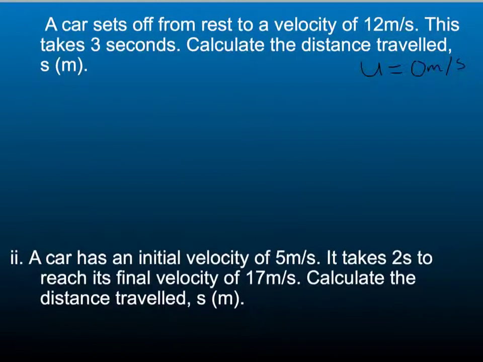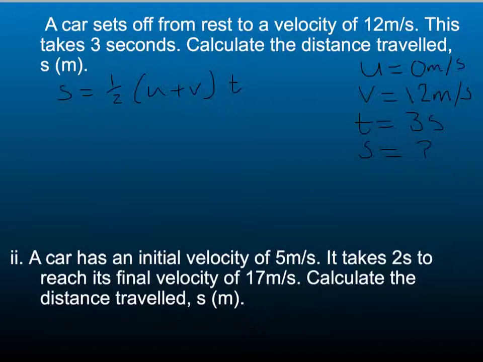Then it says it reaches a velocity of 12 meters per second. So v is its final velocity. It says this takes it 3 seconds. Then we don't have any more information apart from that the question wants us to work out distance. So s is the question mark. So you have u, v, t and s. If you look through your equations, you'll find out that the best one to use is s equals a half u plus v times t.